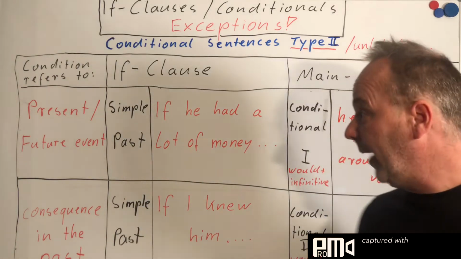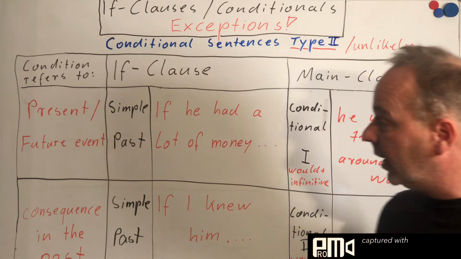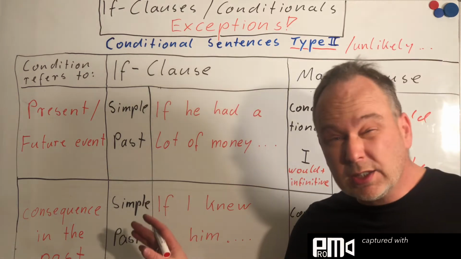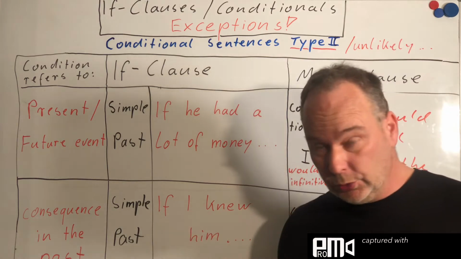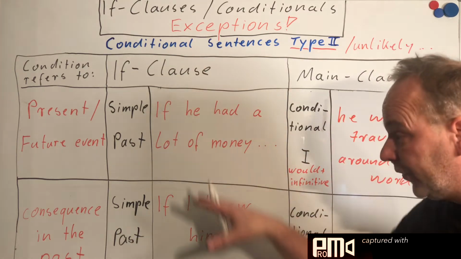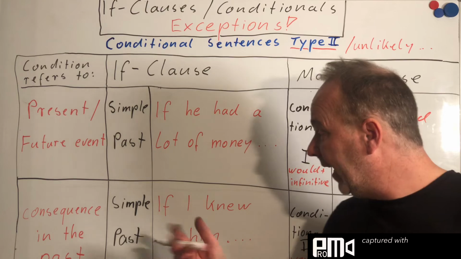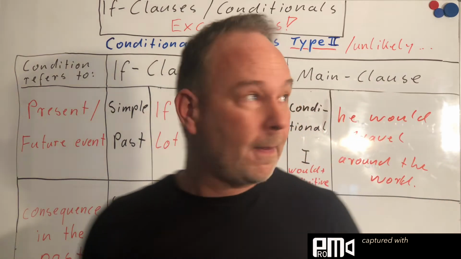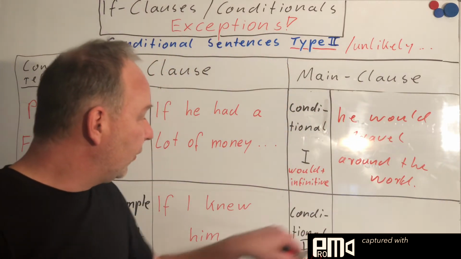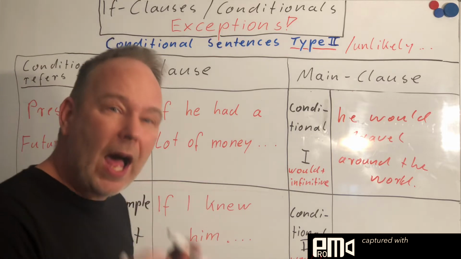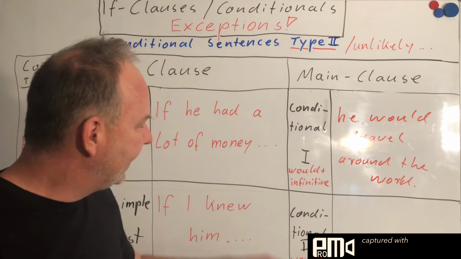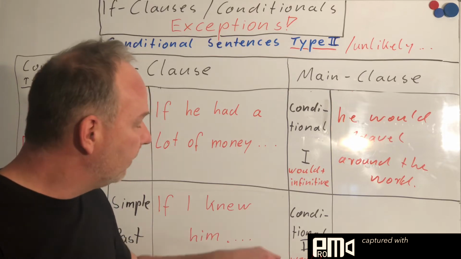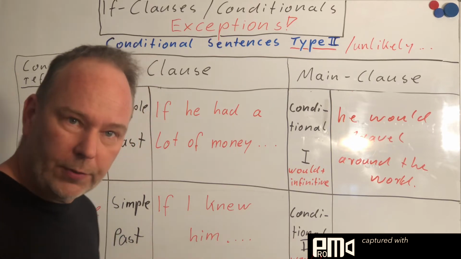Another possibility we have is if the condition refers to a consequence in the past. Again, we have to use the simple past in the if clause: if I knew him. But in the main clause, we have to use conditional grammar, conditional type 2. Conditional type 2 means would plus have plus the third form of the verb.